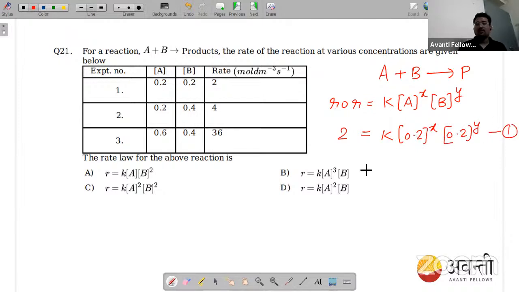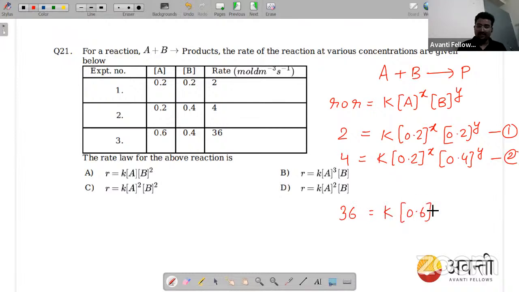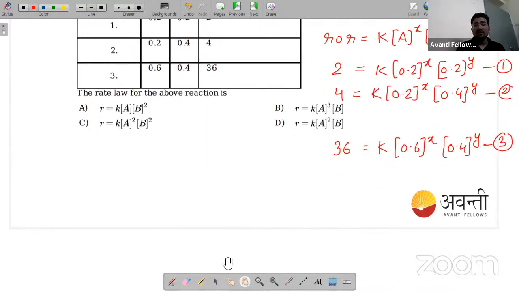Equation 1. Now coming to experiment number 2, rate is 4. At that time, A is 0.2, B is 0.4. Now experiment number 3, rate is 36, K, A is 0.6, B is 0.4. Now we have three equations. We can solve these three equations and we will get the value of X and Y. How to solve these equations?